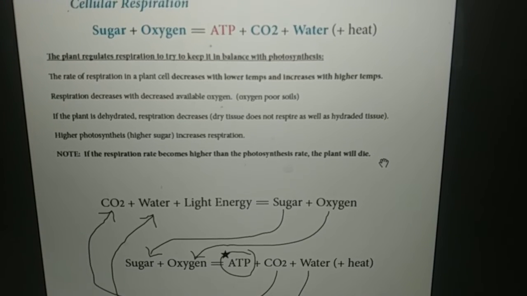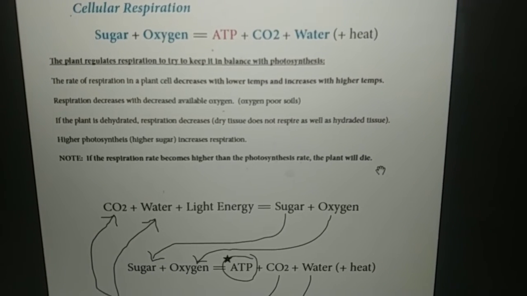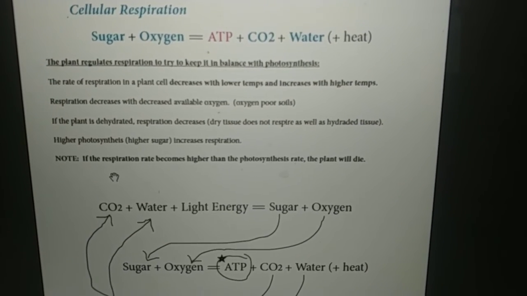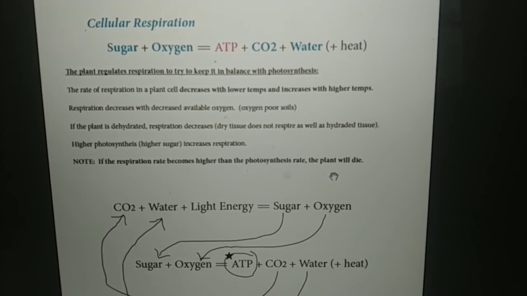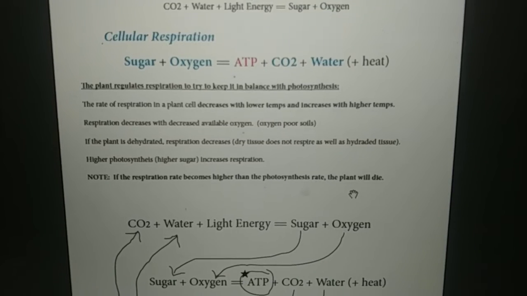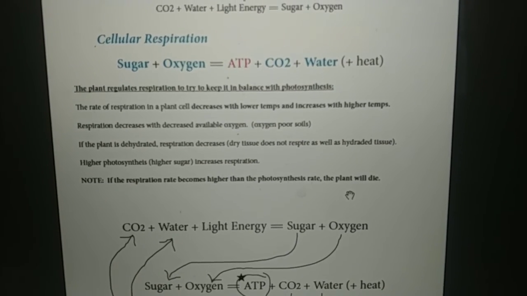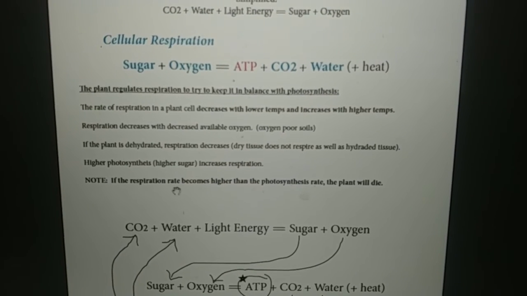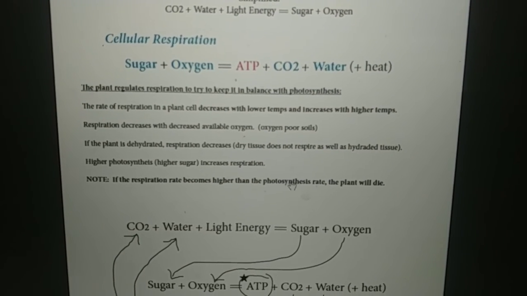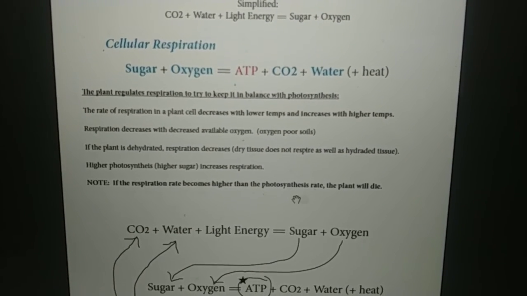But if the plant starts breathing too heavy, if the respiration rate becomes higher than the photosynthesis rate, the plant will die. So if it gets too hot and the plant starts to respire too heavily, so hot that photosynthesis actually starts to decrease, which is around 94 degrees, then the plant can start to die. So we need to try to keep the plants at their optimum temperature.